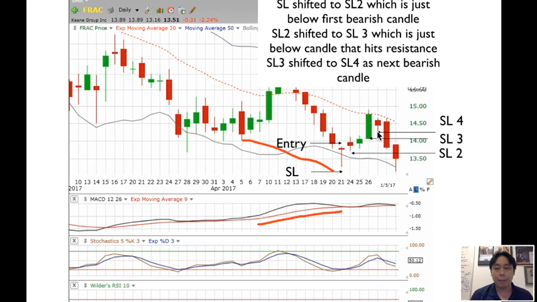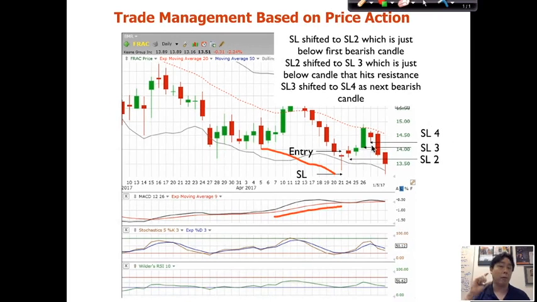And the next day, what happens? Goes down, hits our stop loss, and we exit at SL4. So how many hours did we achieve? Okay, we achieved something like about probably 0.25 or 0.3 hour for this trade.